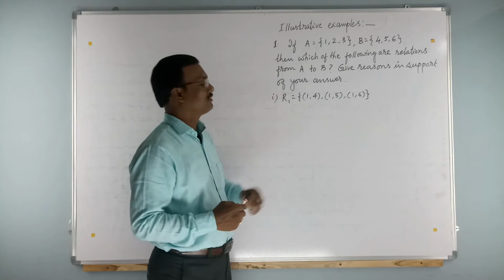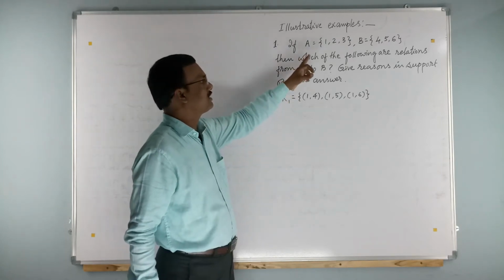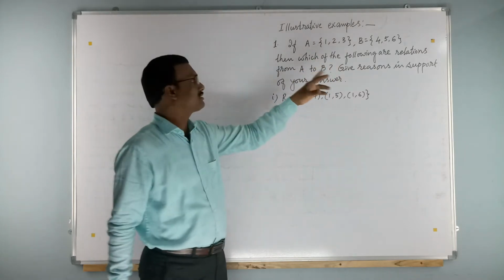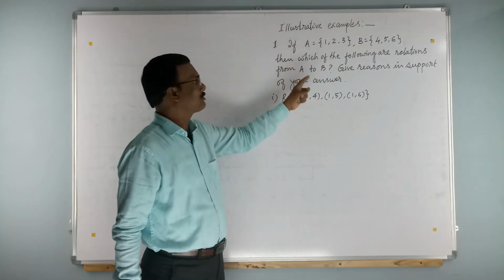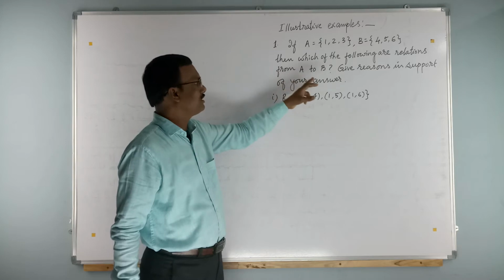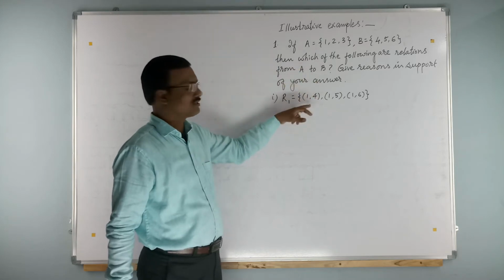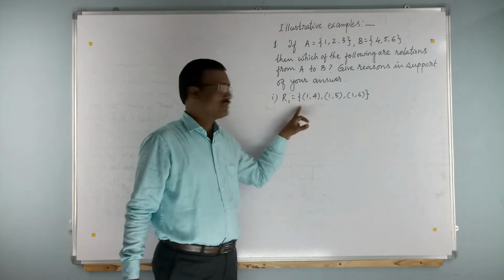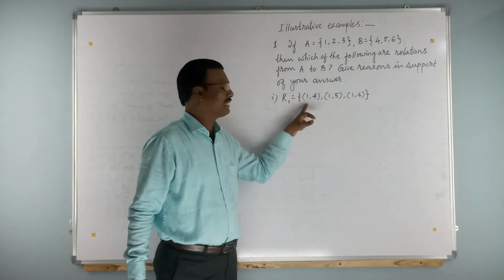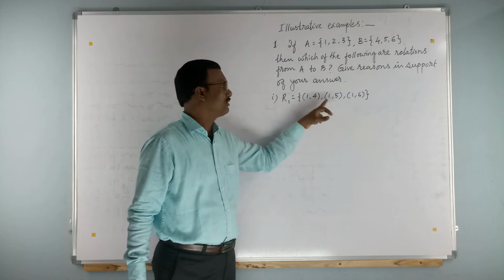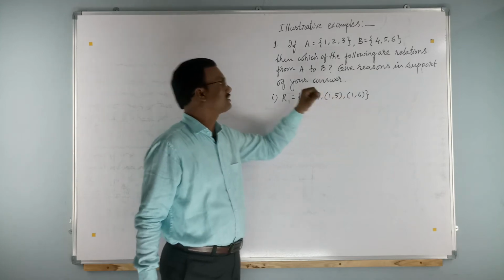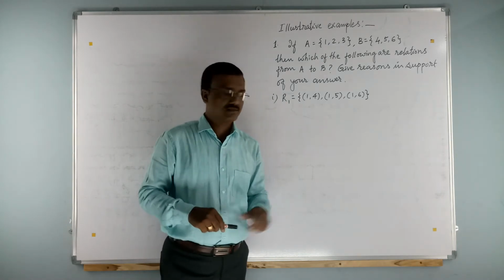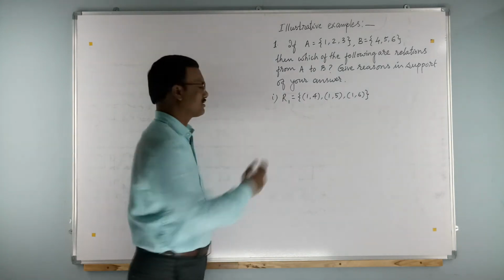So the first example: A is given to be a set having elements 1, 2, 3, and the set B having 4, 5, 6. Then we have to decide which of the following are relations from A to B, and give reasons. So the first one is relation R1 having the pairs 1, 4, 1, 5, 1, 6. Okay. So which of the following are relations, that we have to decide. The first one we have chosen. So let us see the answer.